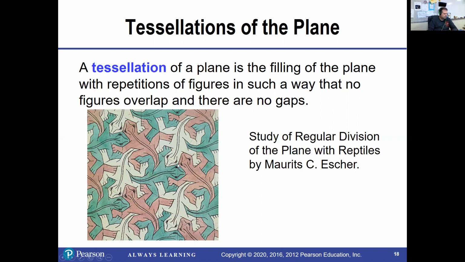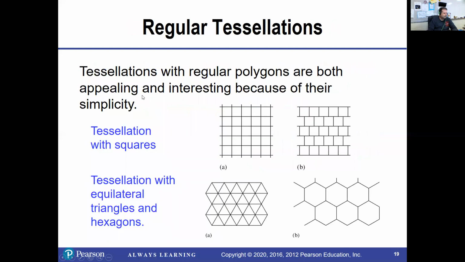There's a center of rotation there, center of rotation there. You can see where it rotates. And inside here, you can see little hexagons or big hexagons. Okay, but they cannot overlap and they cannot have gaps. All right, so tessellations with regular polygons are both appealing and interesting. I don't know if they're appealing, but tessellations with squares, notice you can have them straight on top of each other, or you can have a brick style. They would continue the tessellation throughout.